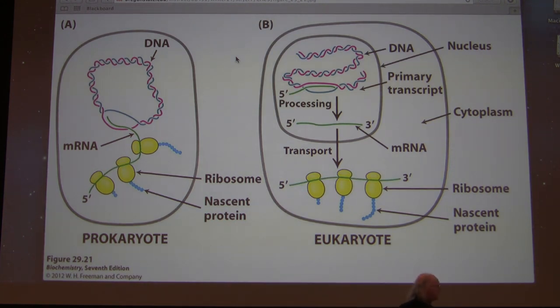In prokaryotic cells, there's virtually no processing. Once the messenger RNA is there, the cell can grab it and start translating it. In a eukaryotic cell, that would be disastrous if that started to happen. It would be disastrous. Okay? And we'll see why that's disastrous later. So, physical separation of those two.